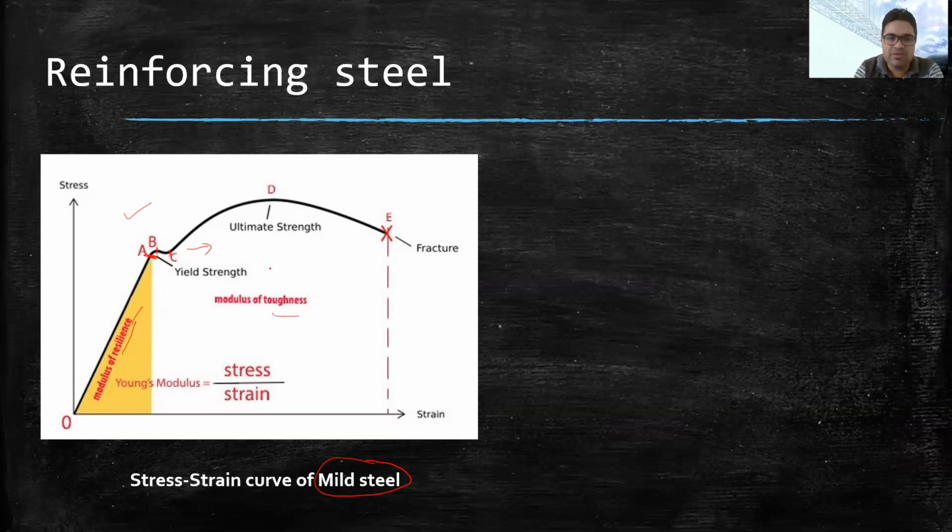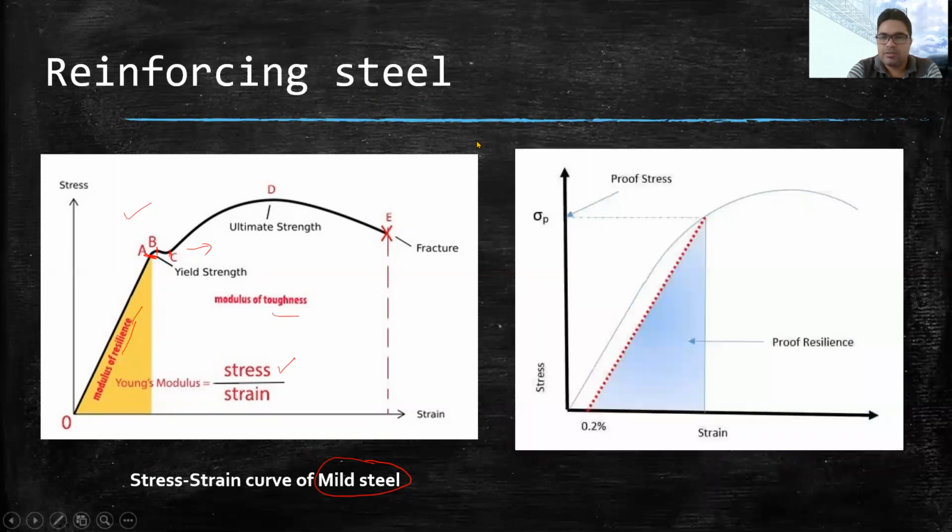The area below this graph will be called modulus of toughness. Young's modulus is stress by strain. I have explained this curve earlier also, so you can refer to that. Then another stress strain curve for the steel is like this.